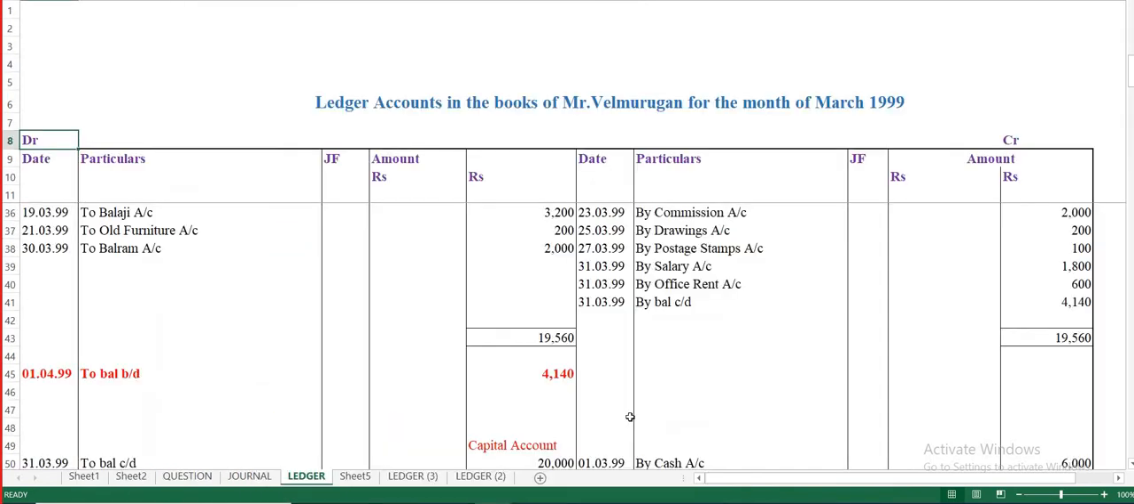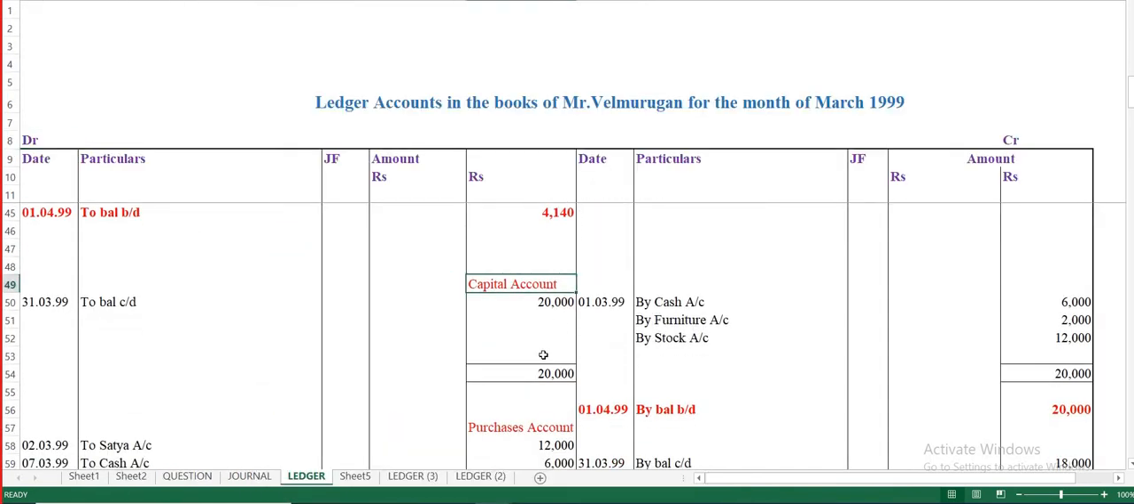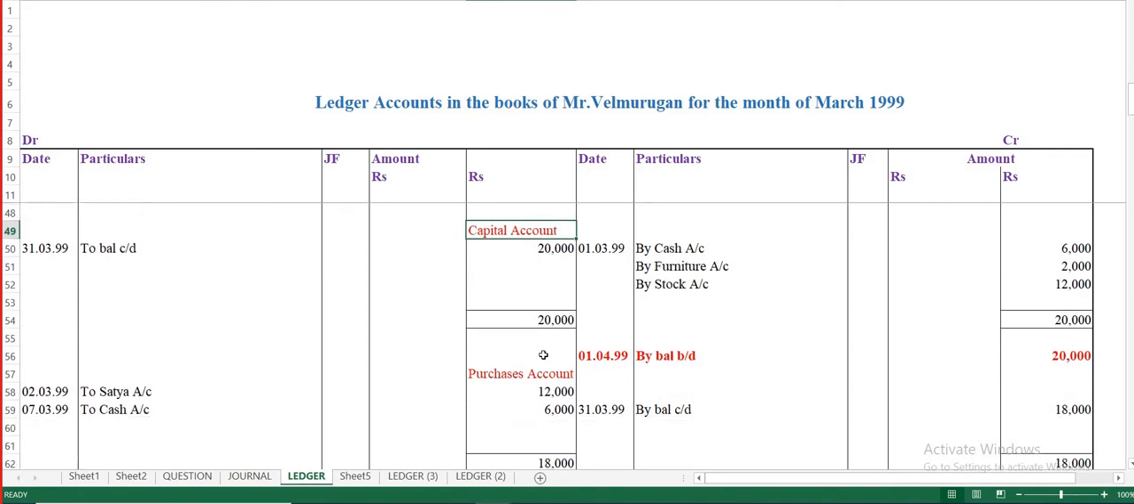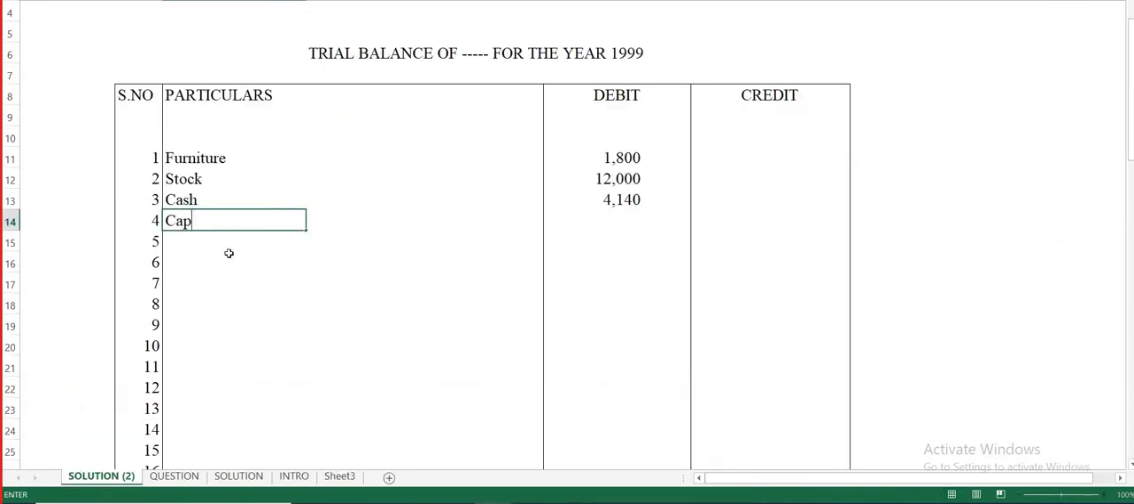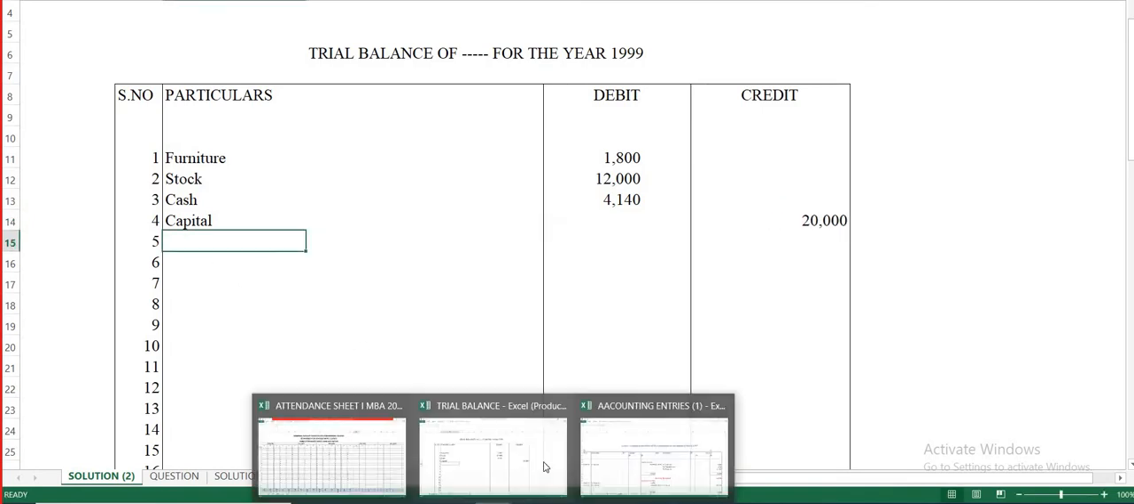Next, moving to the other accounts. Next is your capital account. This is what I told you in the last session. The capital account is always a liability and it will always have a credit balance. So 20,000 is there under the credit side. The capital account will have a credit balance, so we should enter this 20,000 only in the credit column of your trial balance. So just give it as capital. Under the credit column it is a liability, and in the ledger accounts also we have it on the credit side. Okay, so moving to the next account.